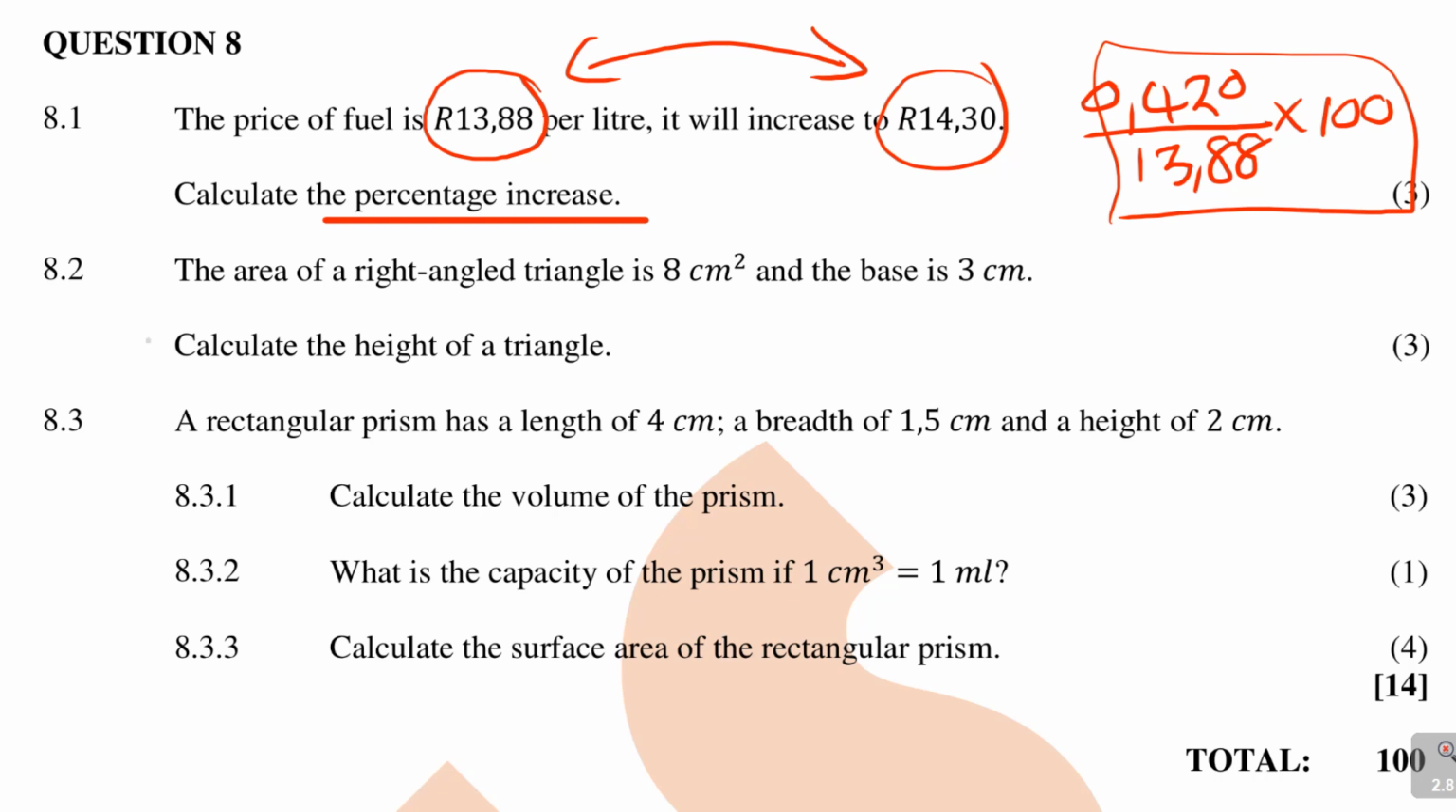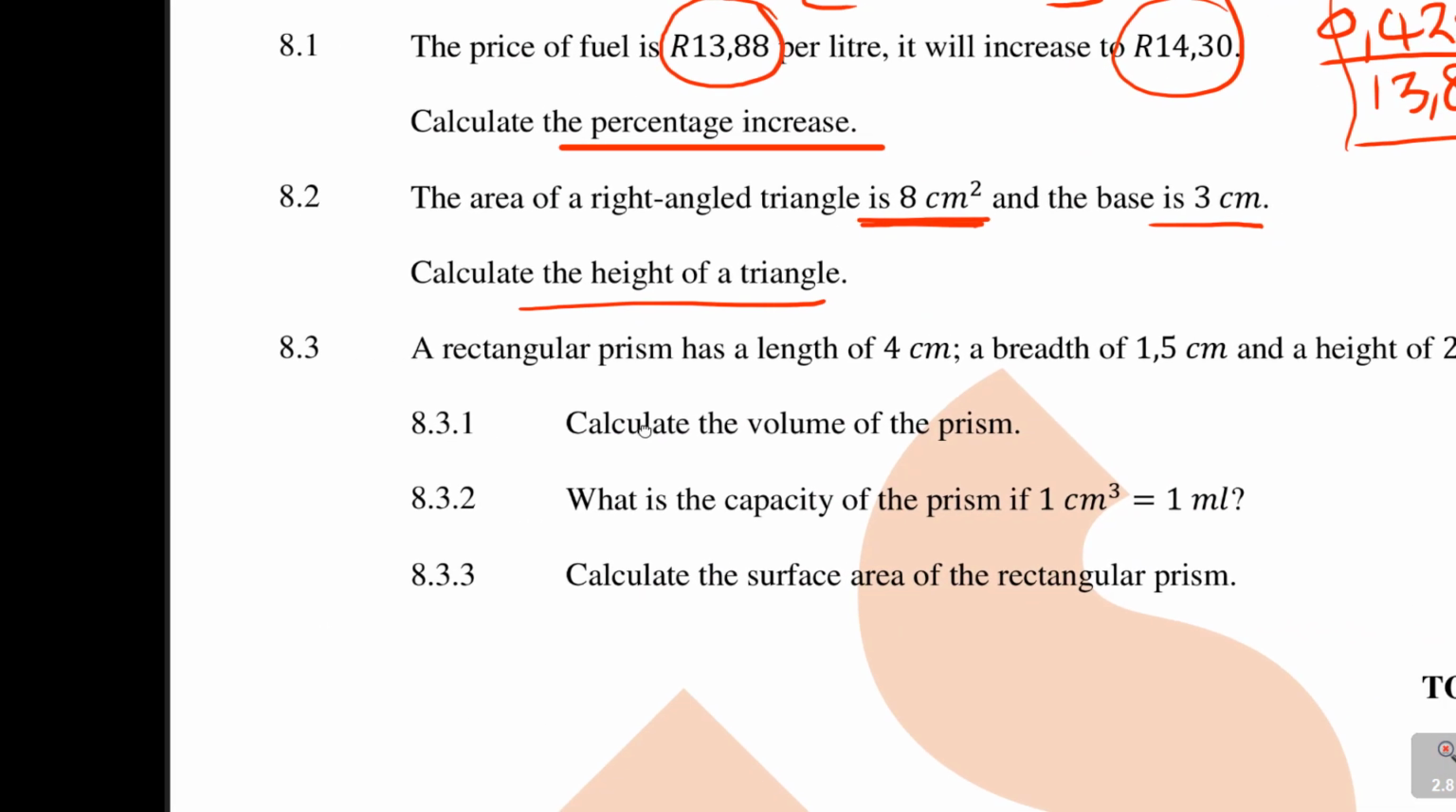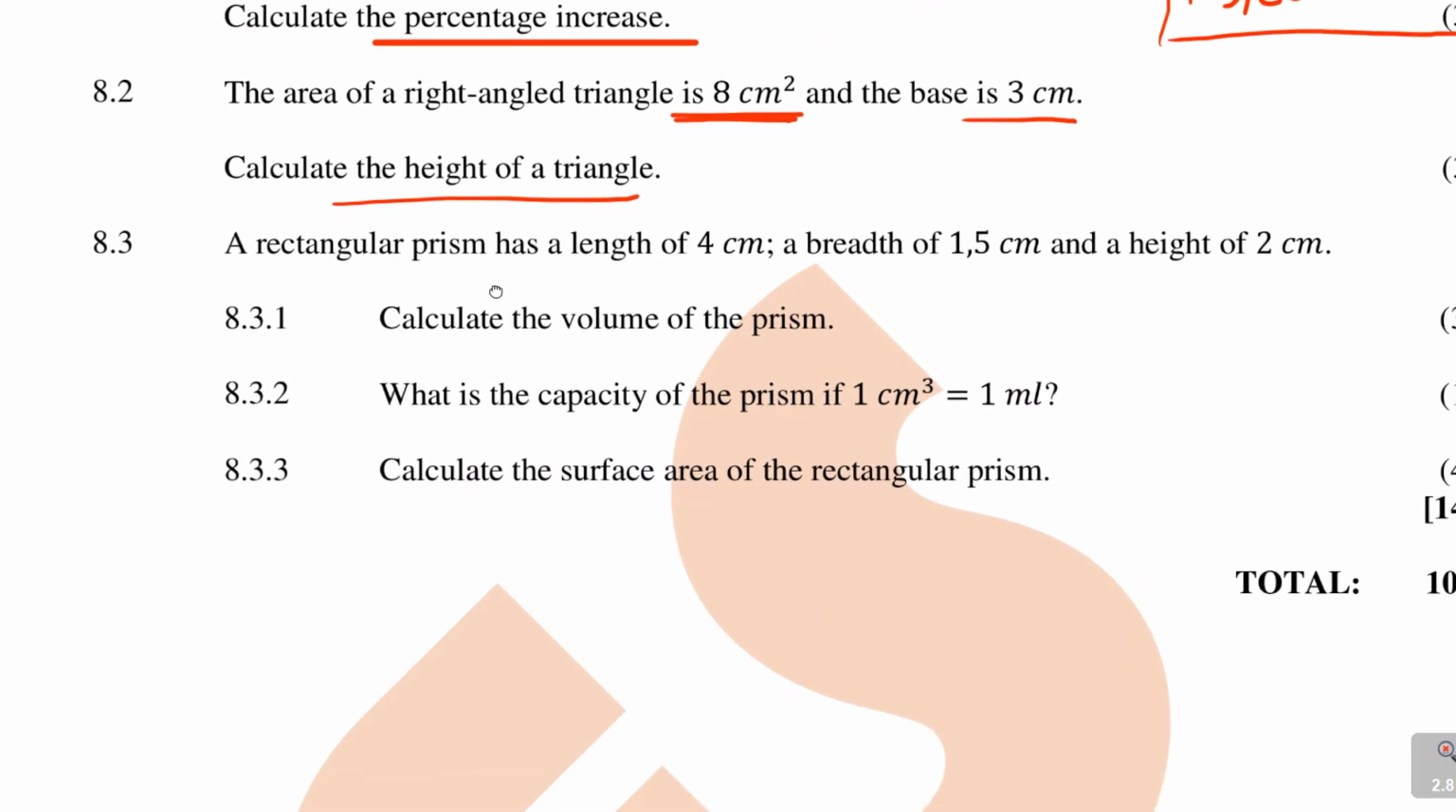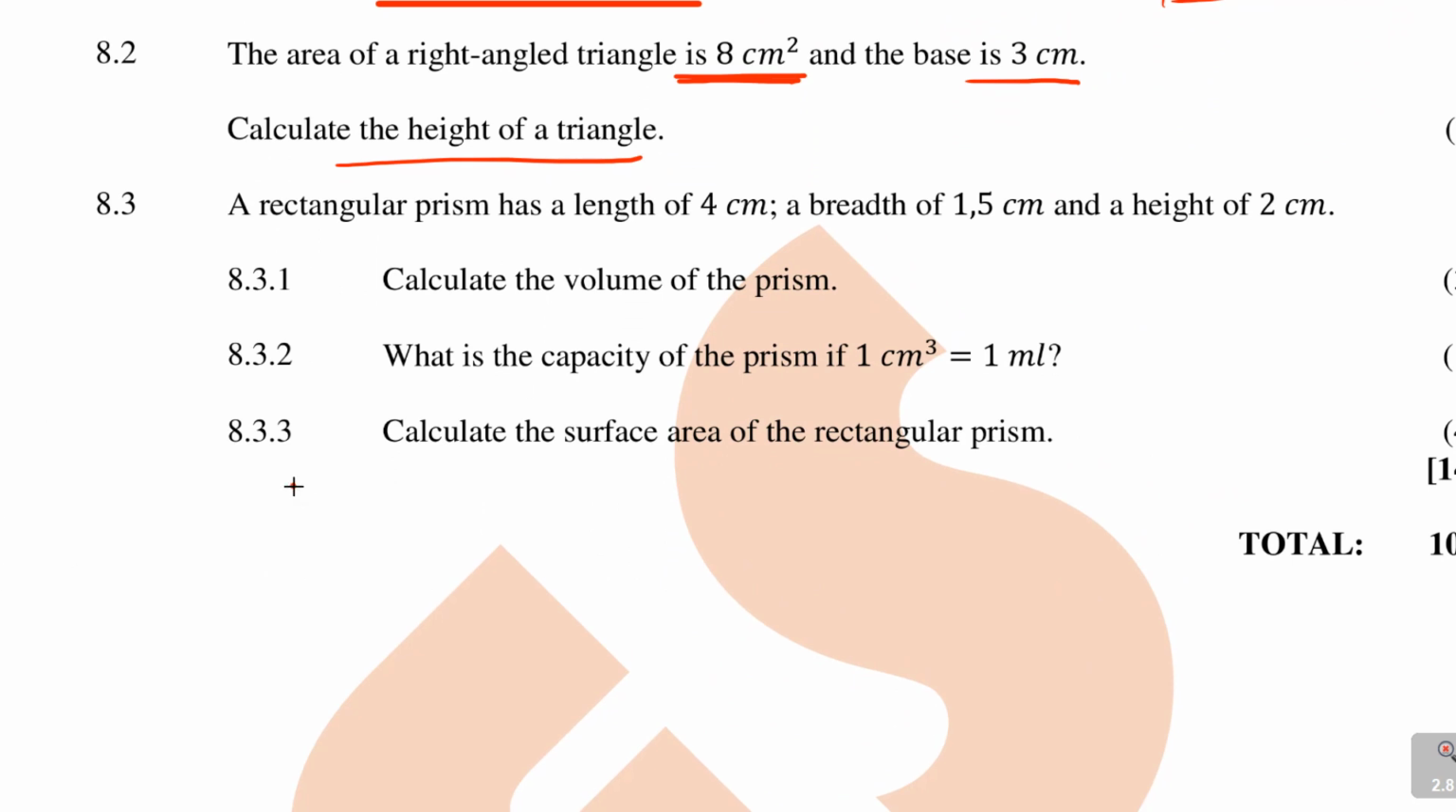Now next one, the area of a right angled triangle is 8 centimeters squared. The base is this. Calculate the height of the triangle. Here you need to sketch a right angle triangle. Let me do it down here. So a right angle triangle, I think you know, is something like this, which has 90 degrees, right? That's a right angle triangle.